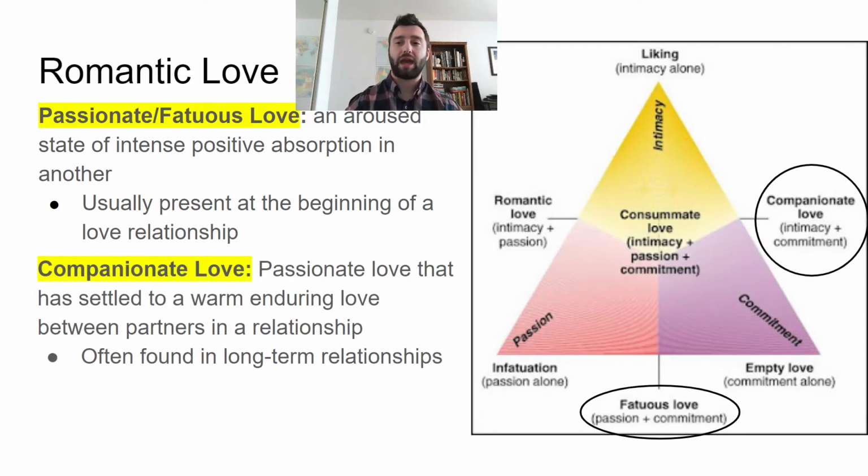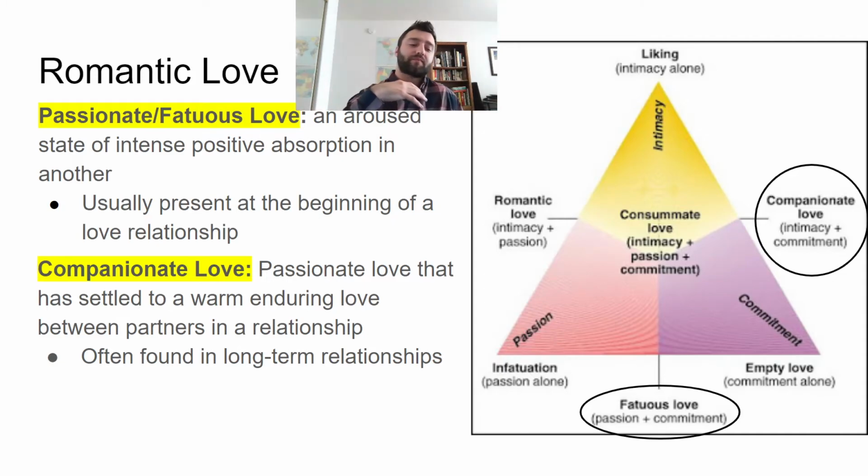Next, we have companionate love. You can see it on the right side there. So companionate love is a combination of intimacy and commitment. Now, a lot of times when we see companionate love, it is when we've had passionate love that has kind of cooled. So this is kind of the post-honeymoon period.